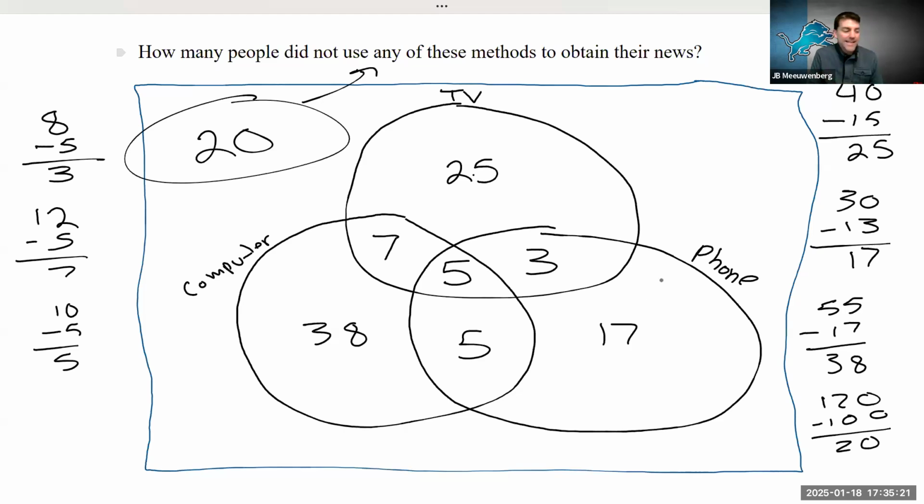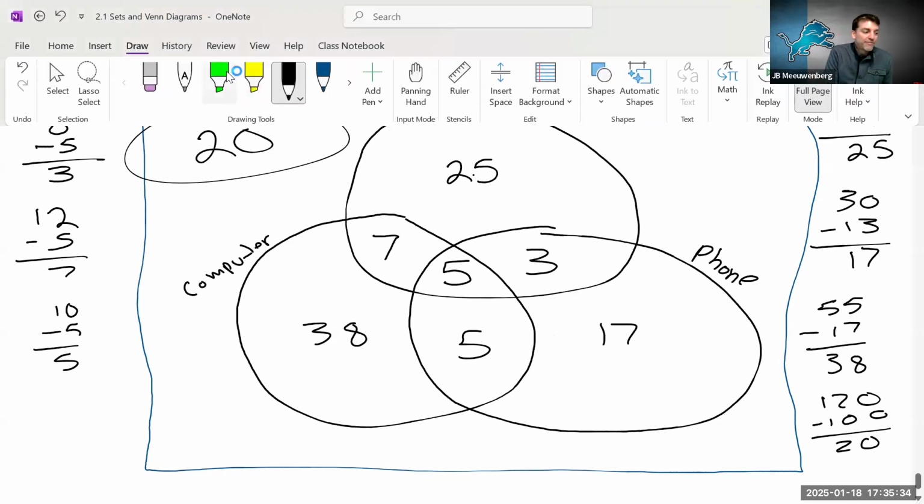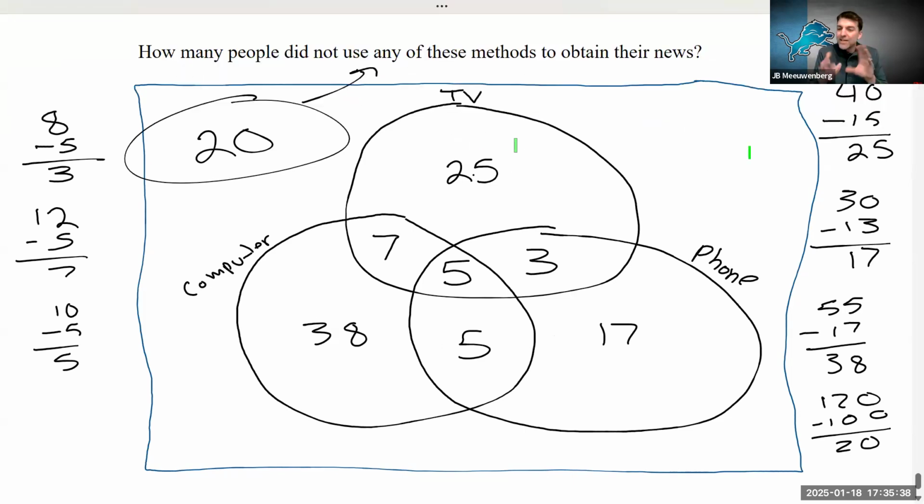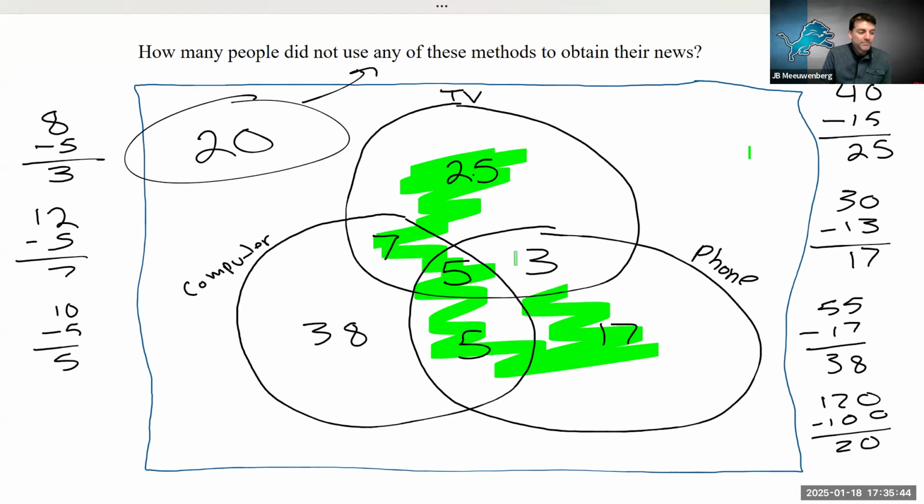The key is to not double count any of the areas, right? I could say how many people used the phone or the TV. How many people used the phone or the TV to access their news? Well, that's a union, right? Phone or TV would be all of these. And we would add all those numbers together.